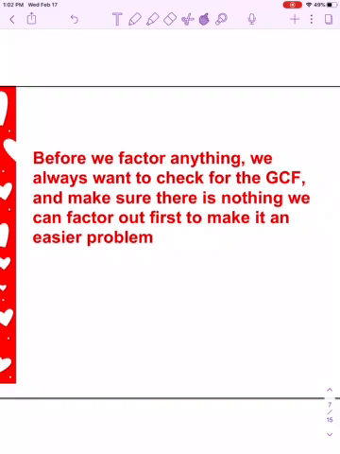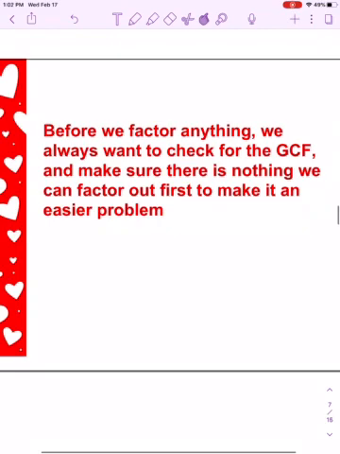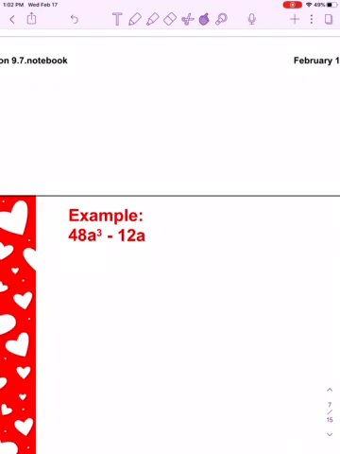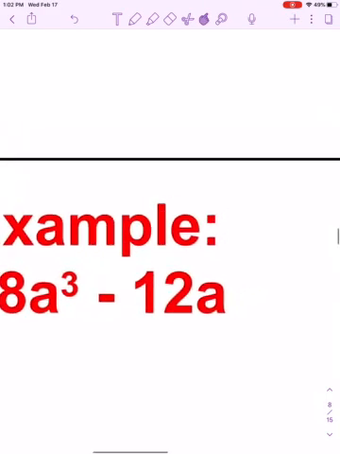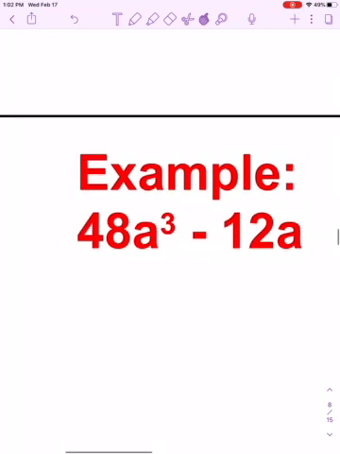All right, so before you factor anything, you always want to check for a greatest common factor and make our lives easier. So this is what we call factoring completely. Make sure you do everything you can do, just keep going. So I only have 2 terms. If I only have 2 terms, my options are greatest common factor or the difference of perfect squares, okay? So 48 and 12 have a common factor of 12.